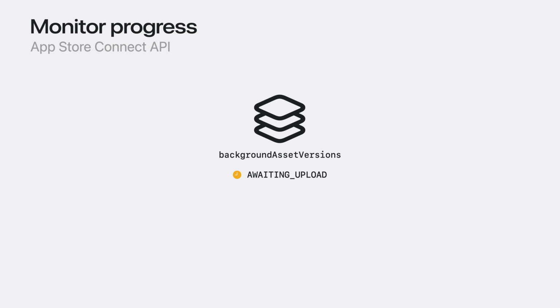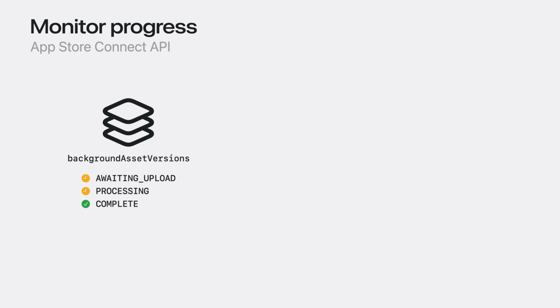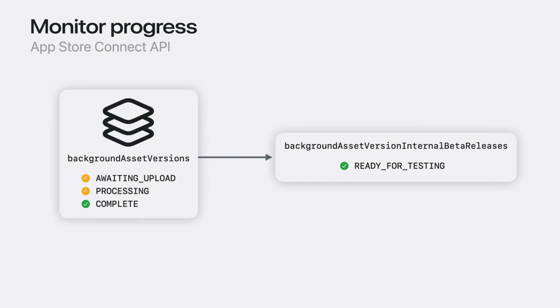Using App Store Connect APIs, there are many resources you can make GET requests to, to see a list of all asset packs for your app, versions for each asset pack, and their respective states. You can follow the progress of your upload with the Background Asset Versions resource. When your asset pack is processed, an Internal Beta Releases resource will be created. It will show you that the asset pack version is ready for testing.